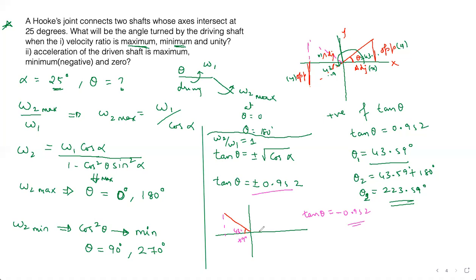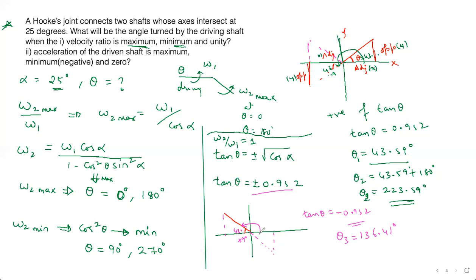Whenever it is measured from the positive axis, this is the angle. So it is 180 minus 43.59. Just check. 180 minus 43.59 is equal to 136.41. So the angle is 136.41, so theta 3 is 136.41 degrees, right?